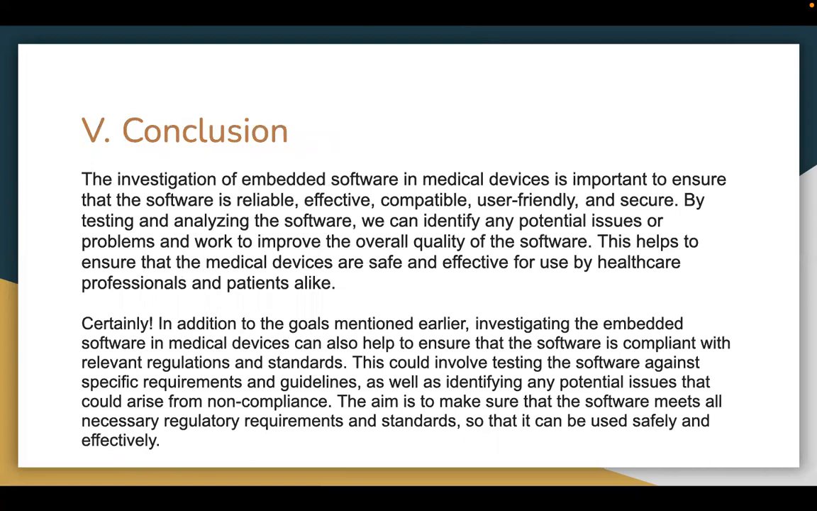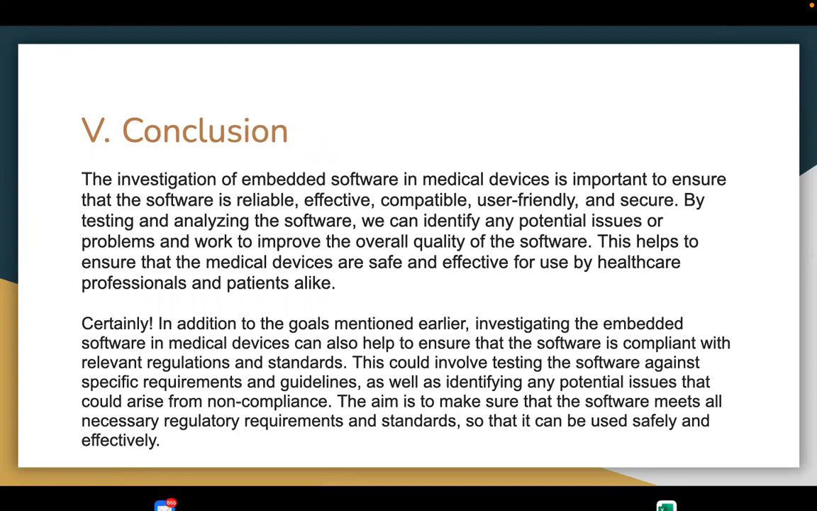And next is my conclusion. The investigation of embedded software in medical devices is important to ensure that the software is reliable, effective, compatible, user-friendly, and secure. By testing and analyzing the software, we can identify any potential issues or problems and work to improve the overall quality of the software. This helps to ensure that the medical devices are safe and effective for use by healthcare professionals and patients alike.